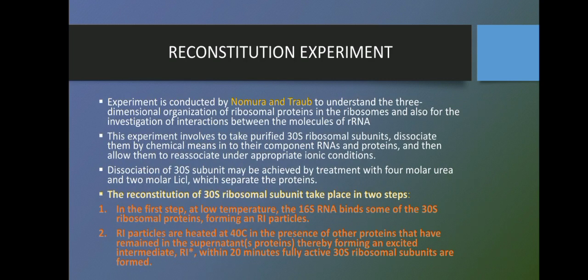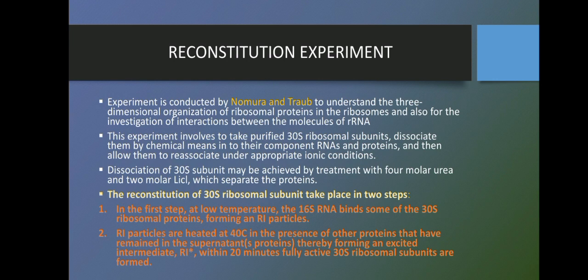This is the reconstitution experiment of ribosomes. This experiment was conducted by Nomura and Thorpe to understand the three-dimensional organization of ribosomal proteins in the ribosomes, and also to investigate the interaction between the molecules of ribosomal RNA. The experiment involved taking a purified 13S ribosomal subunit and dissociating it into its components, that is ribosomal RNA and the proteins, by chemical means, and then allowing them to reassociate under the appropriate ionic conditions.